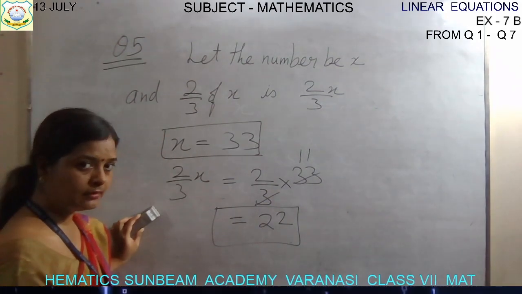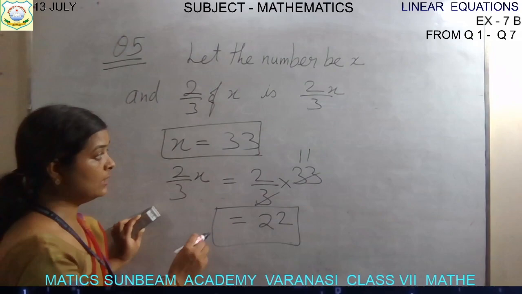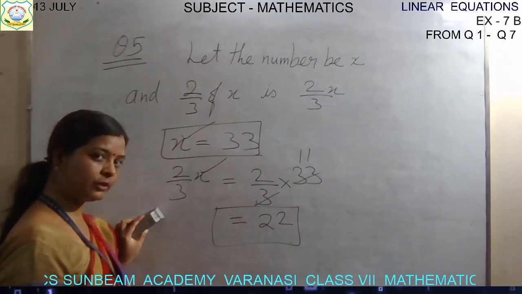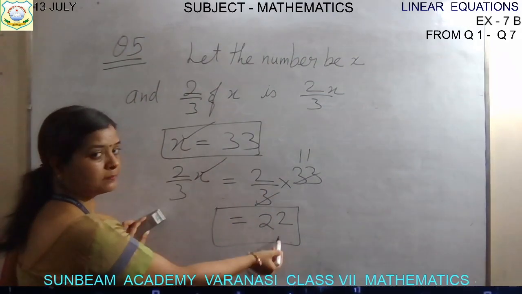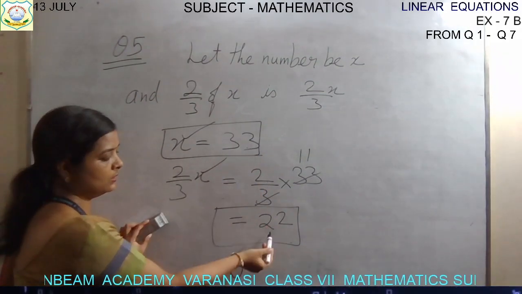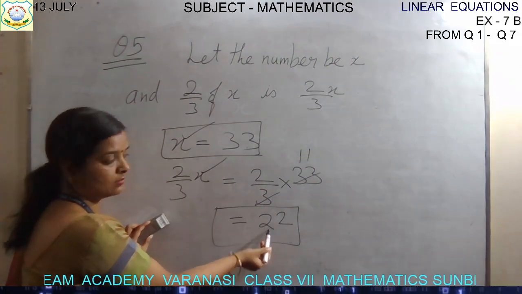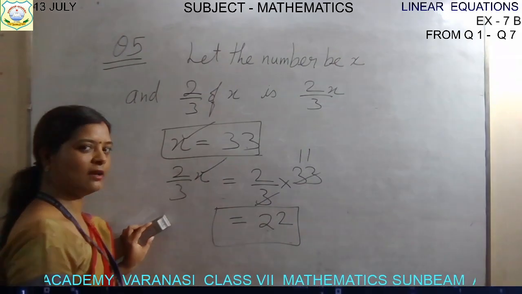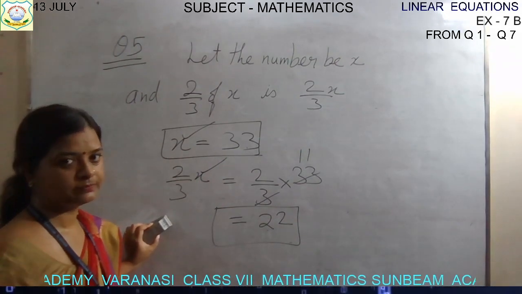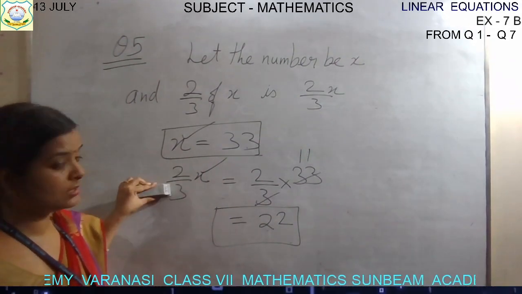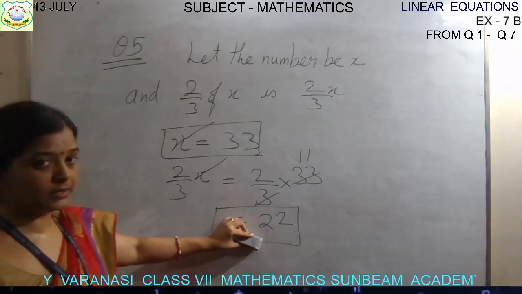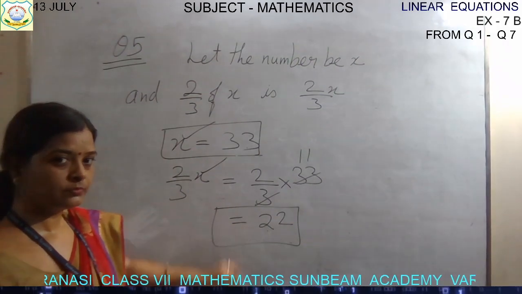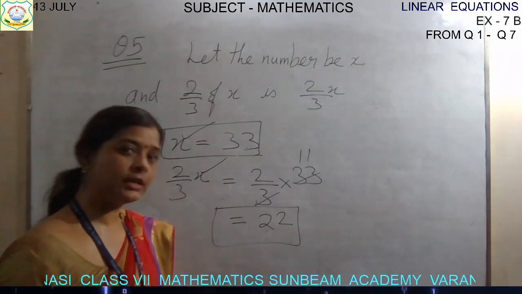What did the question say? It says that when you add x with its 2 by 3x, you will get 55. Come on children, add them. Add the number with its 2 by 3. When you add, can you see what you are getting? You are getting 55. And this was our question. The number is 33 and its 2 by 3 is 22. So, in this way you can check your answer.